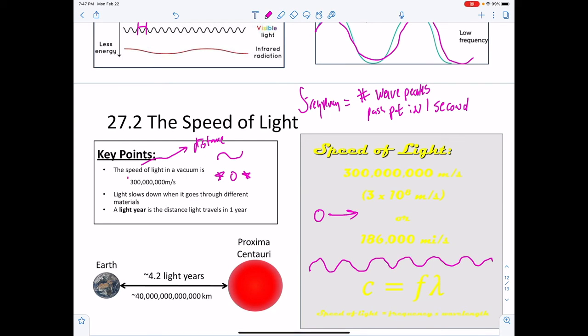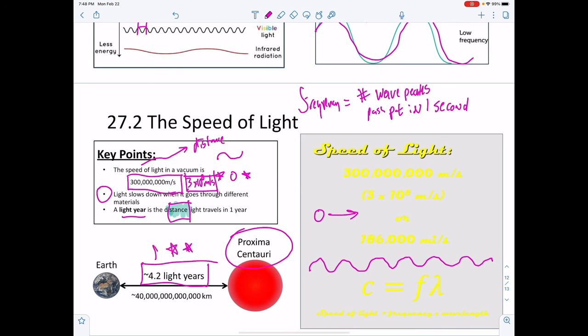But the general speed of light is 3 times 10 to the 8th meters per second. This is the fastest known speed that we're aware of in the universe. And then eventually light slows down when it goes through different materials. And finally, a light year is a distance that light travels in 1 year. Our nearest star is Proxima Centauri. In order to get to Proxima Centauri, it takes light 4.2 years to get there. So we'd call that a distance of 4.2 light years. That's insanely far. That's incredibly far.